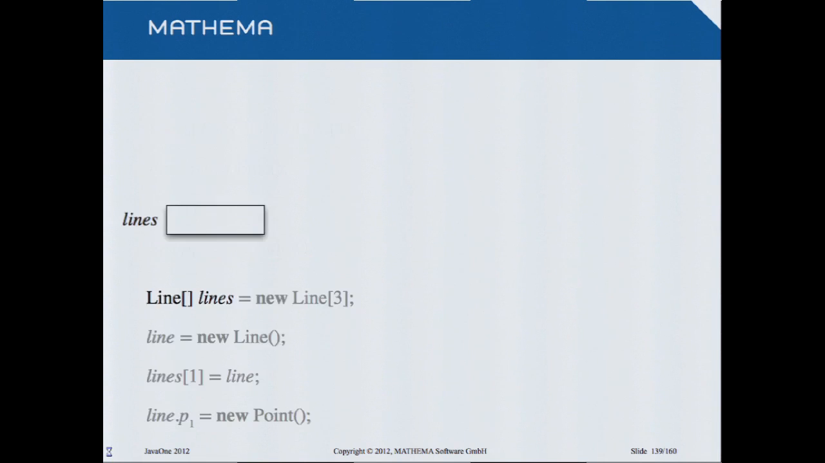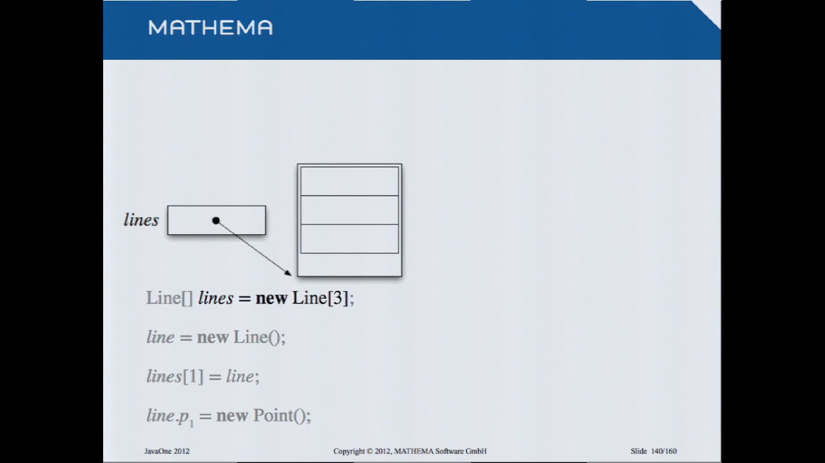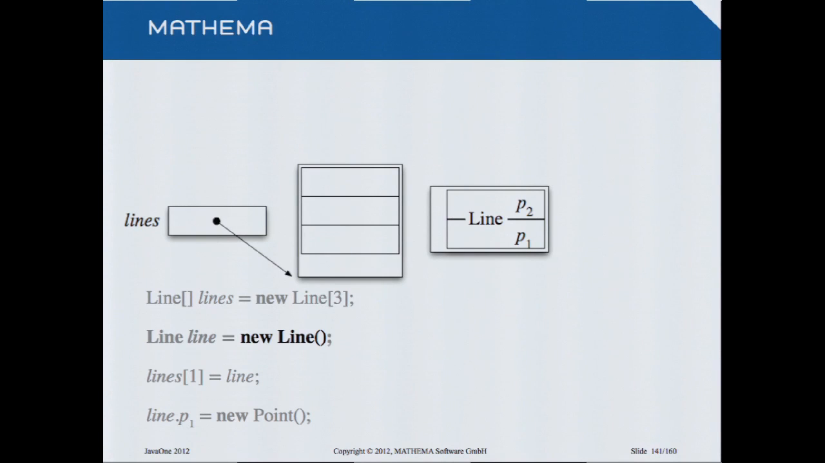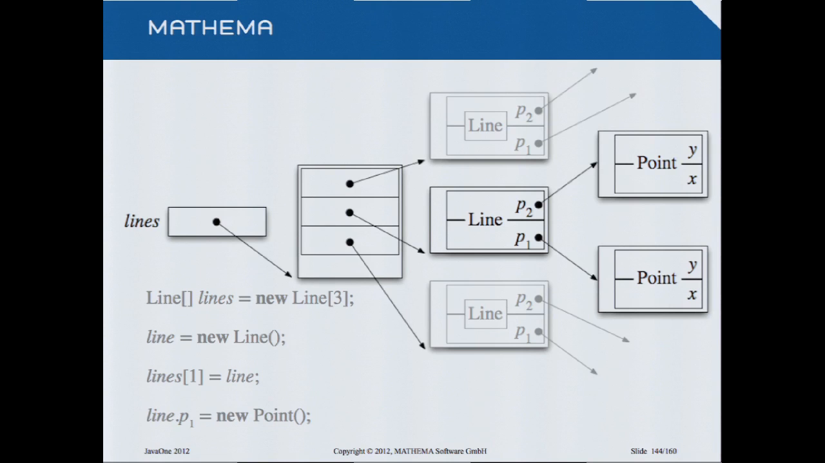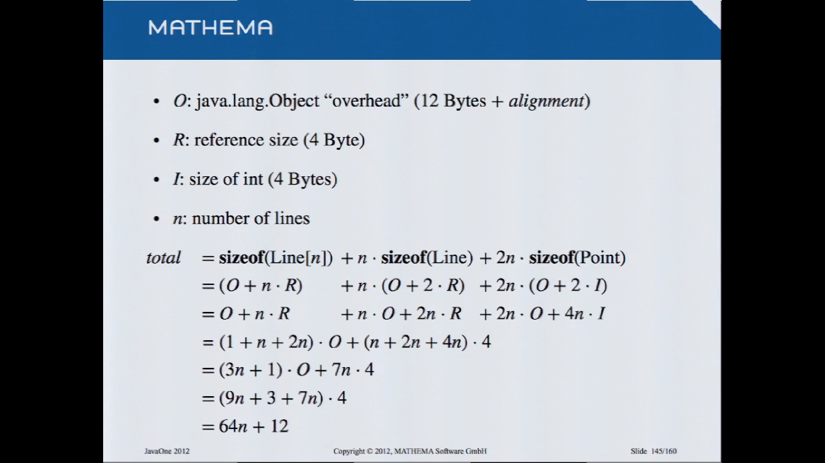Okay, so let's take a look. We have a line here. We have an array of lines. What will happen? We create a new array in Java, then we create a line, and then we create the points. So this is what we have to do to create a line. And this might look like this. So we have our array with several lines. What we need is a lot of things. And if you sum it up, you have 64n. You need 64 bytes for every entry. And every entry means a line with points. Plus an overhead of 12 bytes.